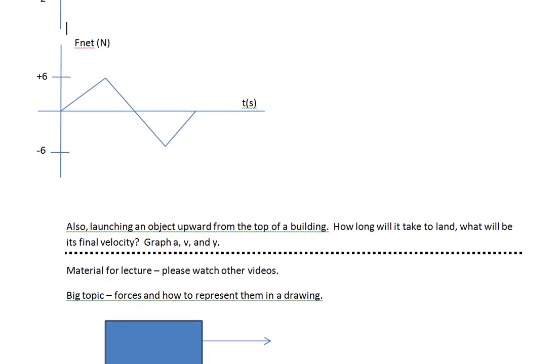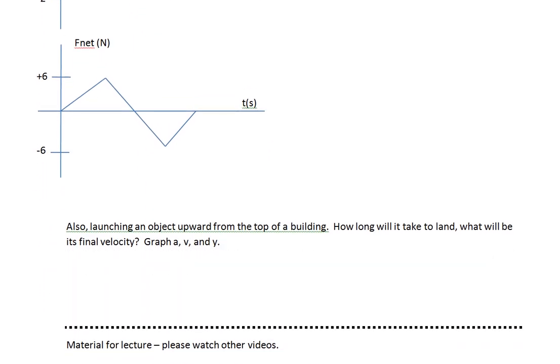Another one will involve launching an object upward from the top of a building, figuring out how long it's going to take to land, and what its final velocity will be in the y direction. We're just assuming up-down motion, and then graphing acceleration. You should know acceleration is always going to be -10 meters per second squared for free fall, which is the case here.